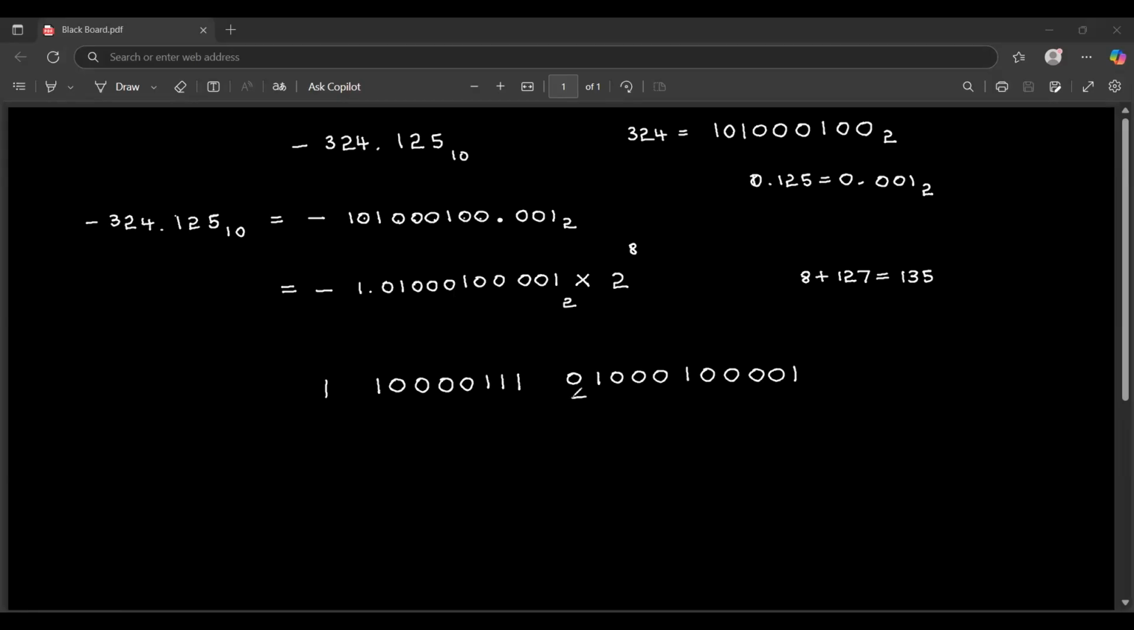There are only 11 bits here, so we have to put zeros until 23 bits, which means 12 zeros. That's it. This is the floating point representation of negative 324.125. This is a very important thing that you have to keep in mind when you're doing practice questions.